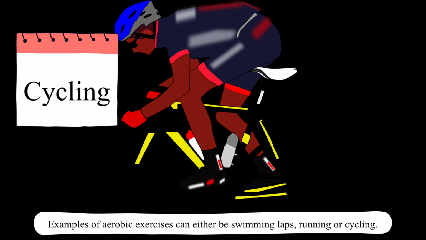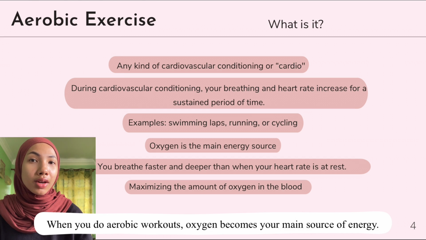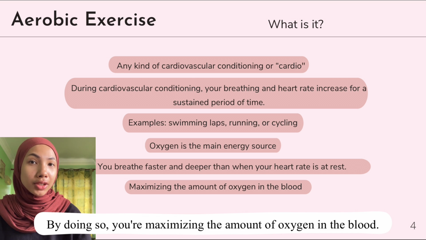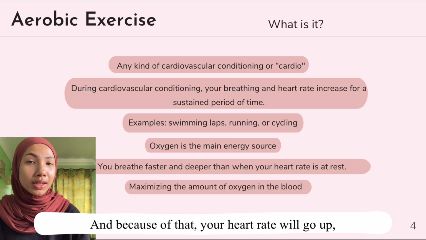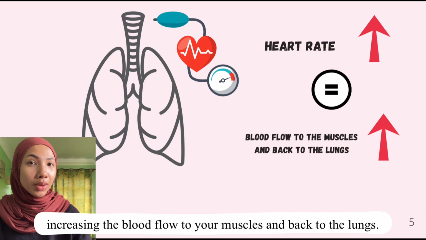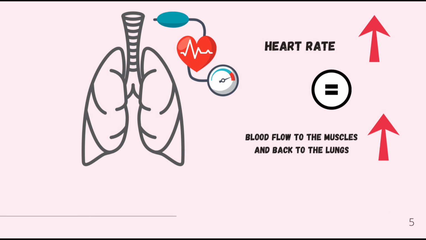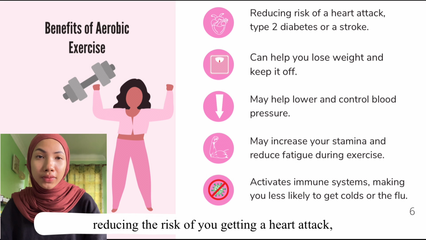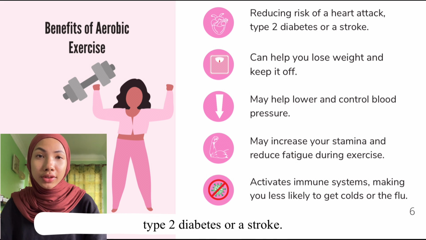or cycling. When you do aerobic workouts, oxygen becomes your main source of energy. Also, during aerobic exercises, you breathe faster and deeper compared to when your heart rate is at rest. By doing so, you're maximizing the amount of oxygen in the blood. And because of that, your heart rate will go up, increasing the blood flow to the muscles and back to the lungs.